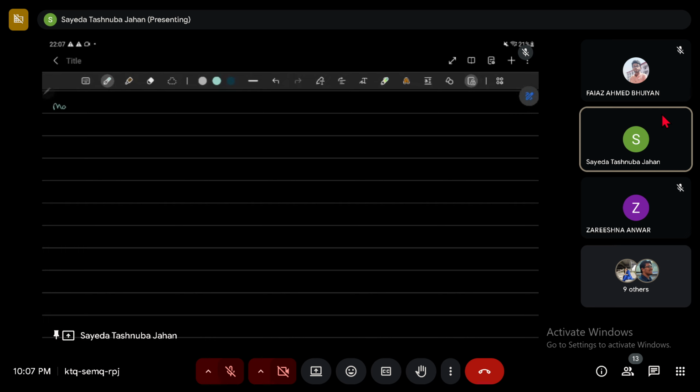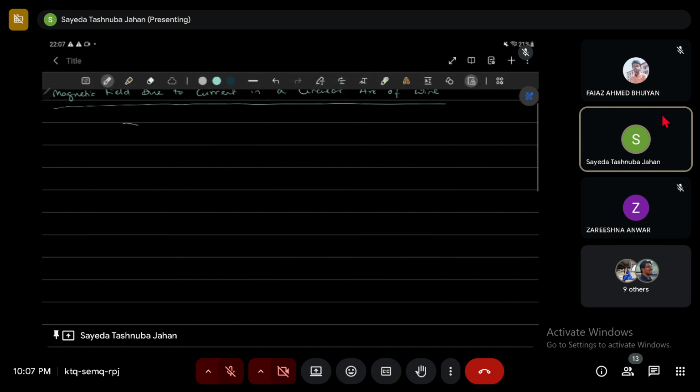Okay, so magnetic field due to current in a circular arc of wire. So basically this will look like the following. So একটা circular arc মানে হচ্ছে it's part of a circle. So it's not a full circle, it's partially a circle. Now this arc can be extended by any angle, theta.